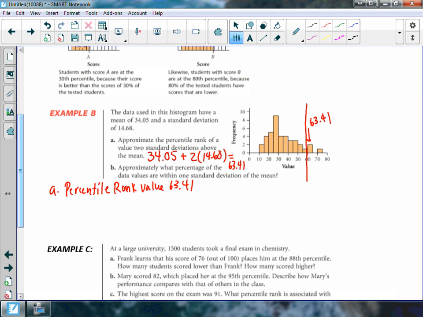So if I start to look at my bins, this has a bin height of 2. We have a bin height of 4, a bin height of 5, a bin height of 9, two more at 4, 2 at 3, a 2, and a 1. So take a moment and sum up those values.